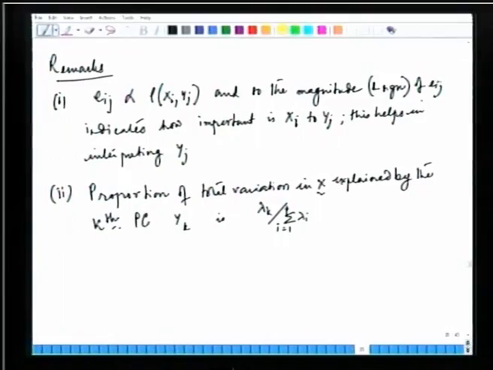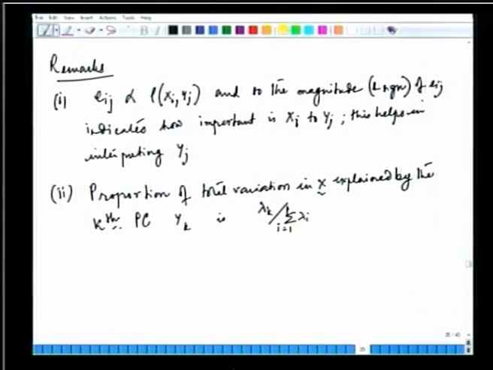And what do we want? Ideally, we would like to have this lambda 1 by the summation of lambda i a very large number. This should be as close to 1 as possible. Then should come lambda 2 by the sum of lambda i's, and in this way. As the value of k increases, we would like to have this factor to be smaller and smaller, so that I can stop at a small value of k and say that if I consider these many principal components, it is good enough for me to explain the total variability present in the data.